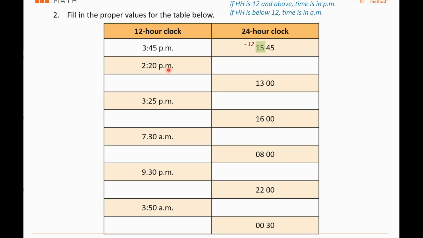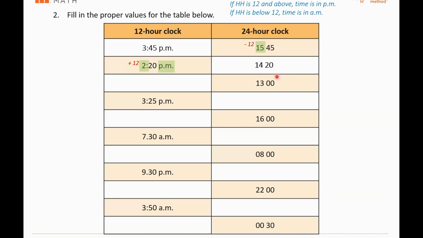Okay, second one is in PM. If you want to convert this to your 24-hour clock, you must add 12 to your 2. So 2 plus your 12, you get 14 in front, 20. Again, remove your PM for 24-hour clock. PM is only for 12 hour. When you go to your 24-hour clock, there's no more AM, PM. There should only be 4 digits.